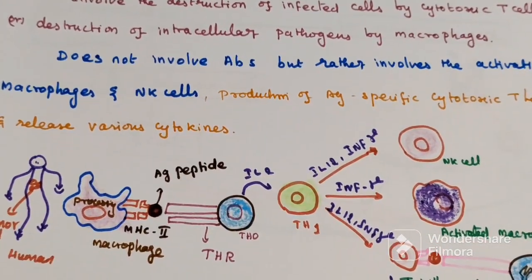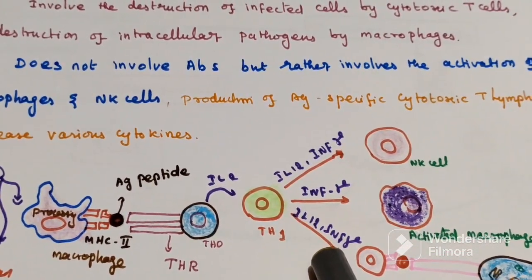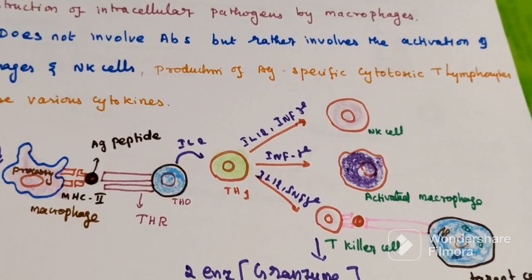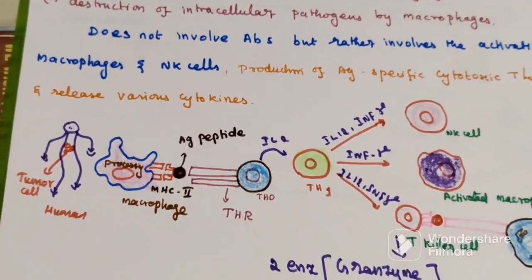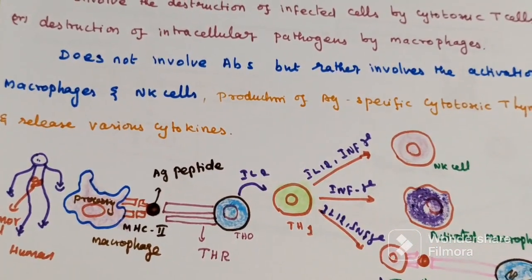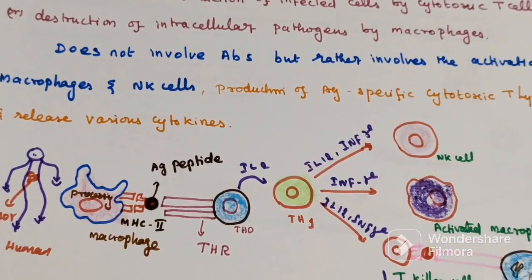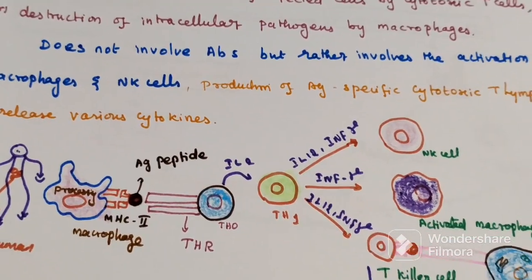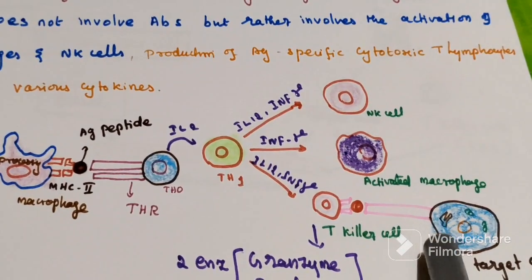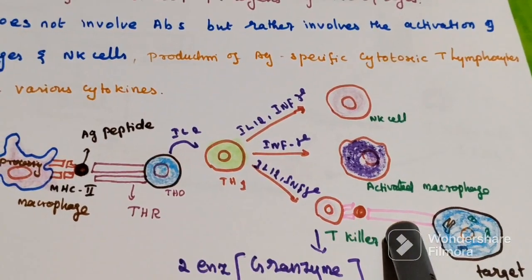In the case of interleukin 12 and gamma interferon release, it produces T killer cell. T helper cell and T killer cell: what is the difference? T helper cells mediate all immune responses. They have the CD4 complex. T killer cell has the CD8 complex and directly destroys tumor cells. This T killer cell directly destroys this tumor cell, cancer cell, with the help of this T cell receptor.